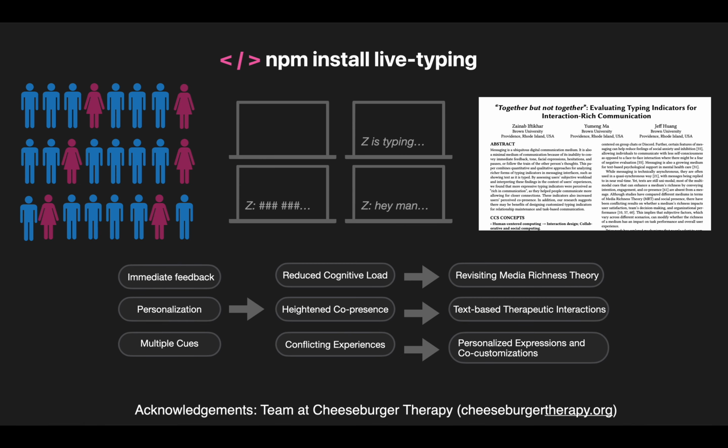In summary, in this study, we designed two new typing indicator interfaces and compared them in a task based study. We found that interaction rich typing indicators have a reduced cognitive load, heightened co presence, and conflicting experiences. The libraries are available for public use using the said link.